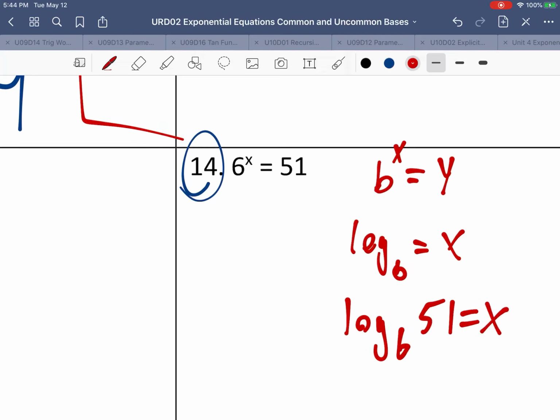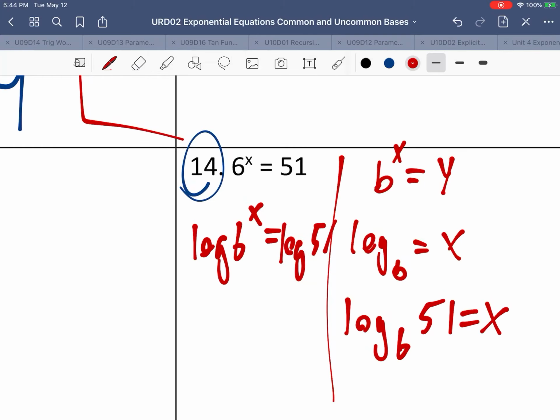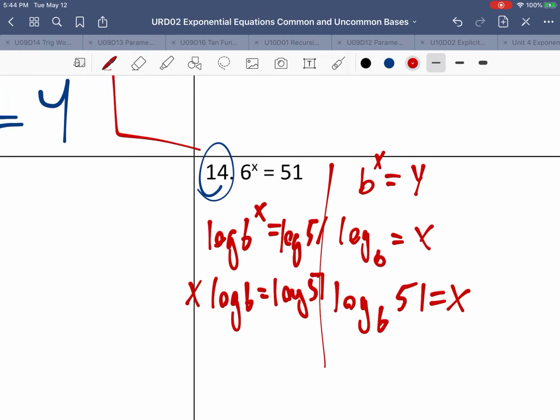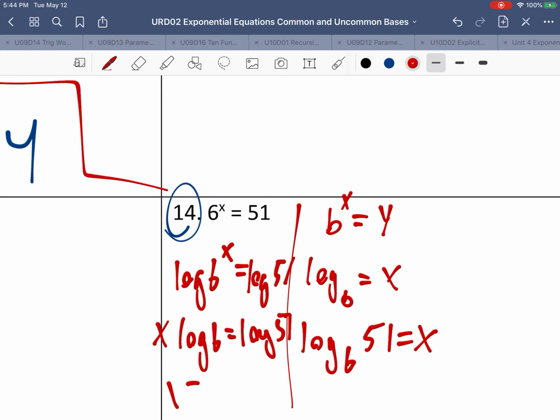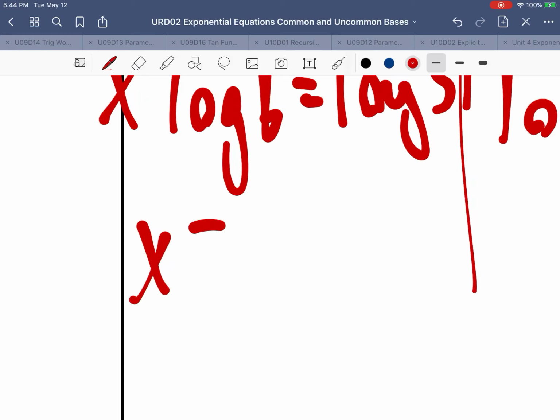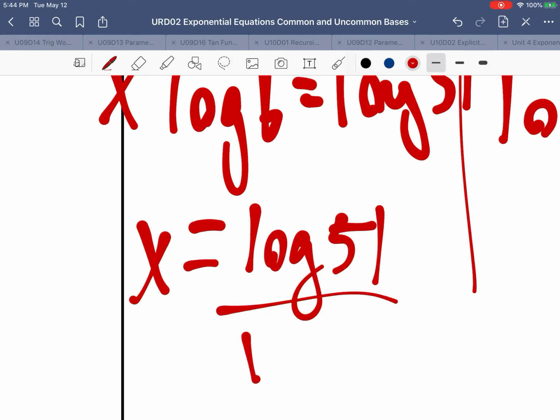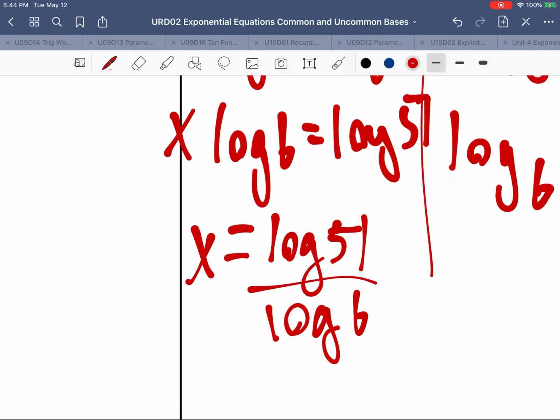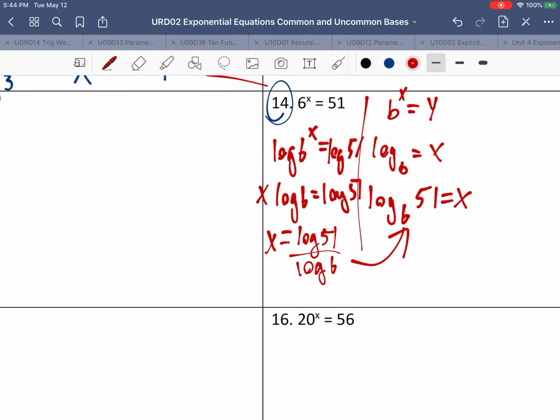And you can just do this with a calculator. Otherwise, you can do log on both sides. So log of 6 to the x equals log 51. That gives x log 6 equals log 51, which would then become x equals log 51 divided by log 6, which is mathematically equivalent to this expression.